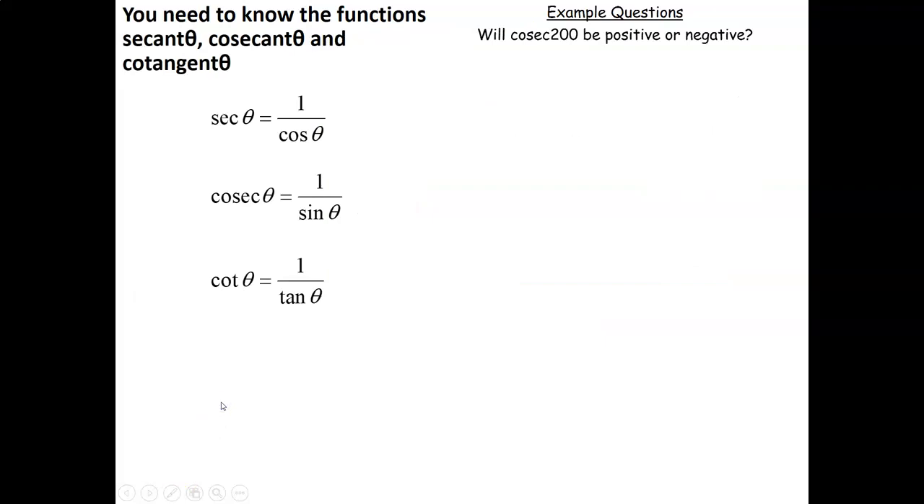Okay, let's have a look at some examples. So cosec 200, will that be positive or negative? So for this, we need to consider sine of 200. It's just 1 divided by it. So if sine 200 is positive, then cosec 200 will be positive, and similarly with negative.